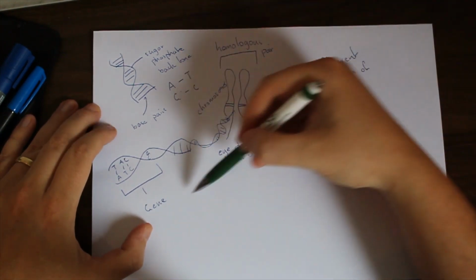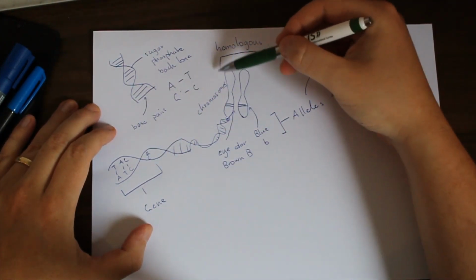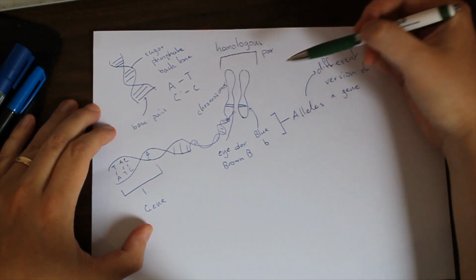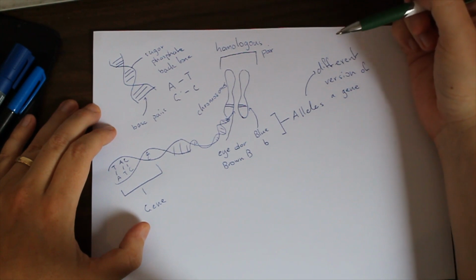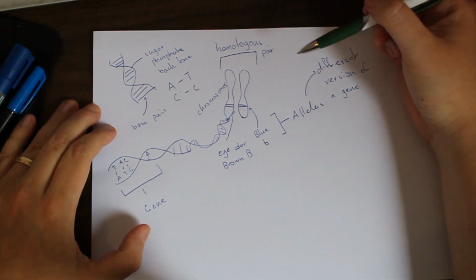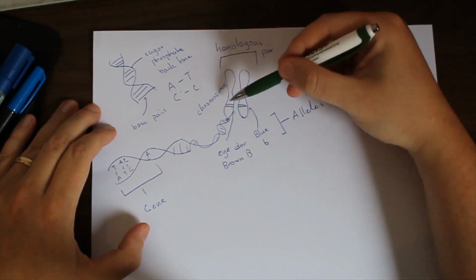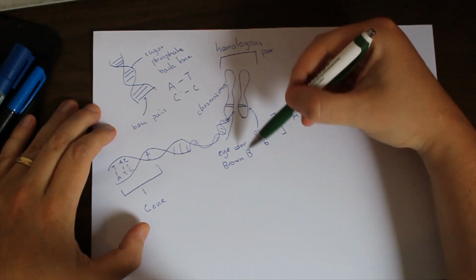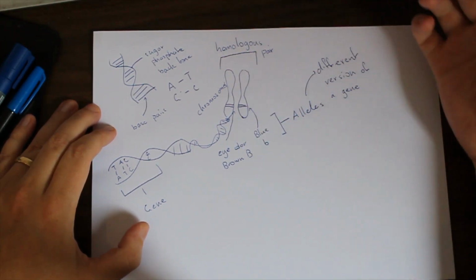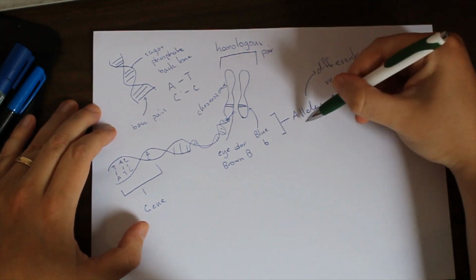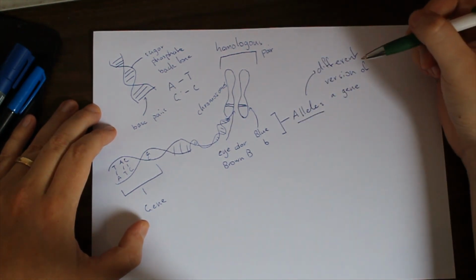So we have a long strand of DNA that makes up a chromosome. We have pairs of chromosomes that have matching sections of DNA or genes. They match up, they correspond. And in our example, we've got one chromosome that has a gene for eye color, which is brown, one chromosome that has a gene for eye color that is blue. They're different versions of the same gene, so they're alleles.